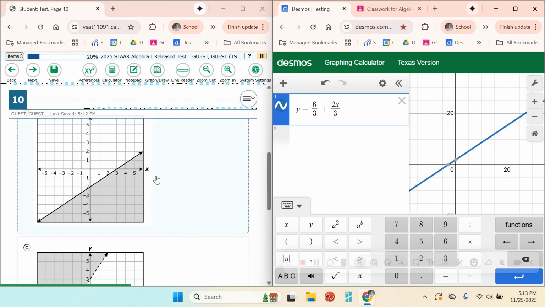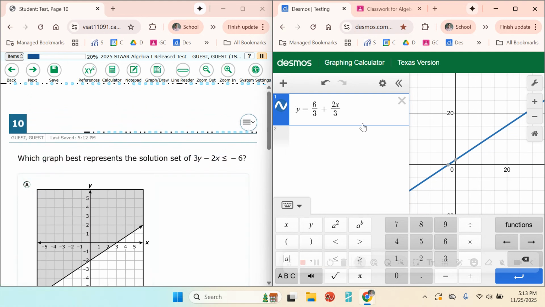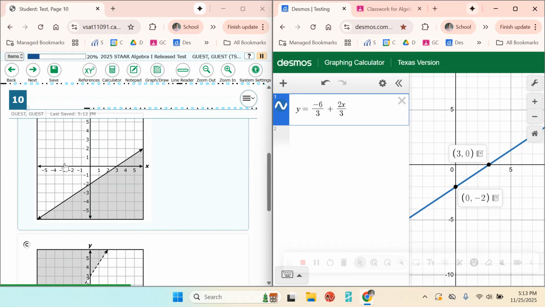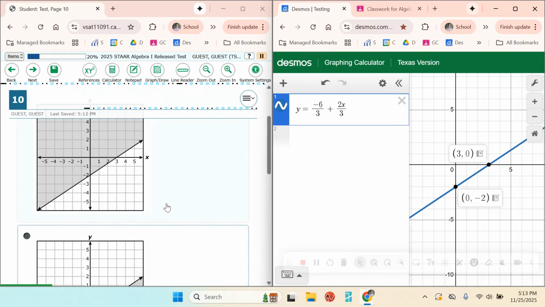Did that look like this? Oh, this was a -6. Did that look like this? There's 3, there's -2. Yep, that confirms that B was the right answer all the way around.